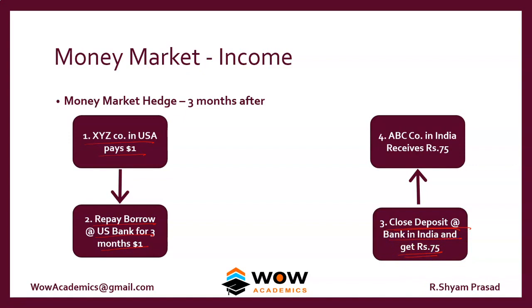So effectively what we are doing here is, rather than waiting for 3 months to receive that $1, we have got a loan from the US, taken the dollar to India, and deposited it in an Indian bank. Once the $1 has been received, rather than converting it into Indian currency, that $1 is used to repay the foreign country bank, the US bank. And in India, we already have a fixed deposit account for 3 months. We close that and we get the 75 rupees back. So this entire mechanism skips the currency conversion in the 3 months time. That is what it is effectively doing.